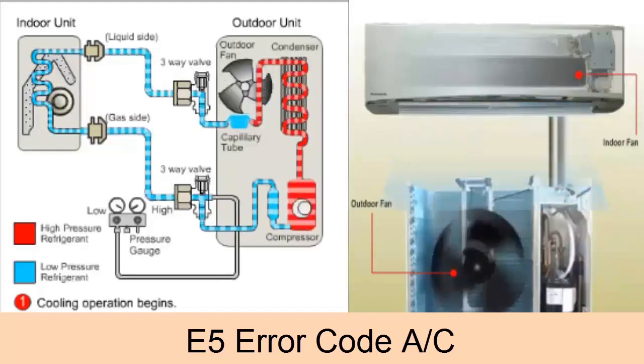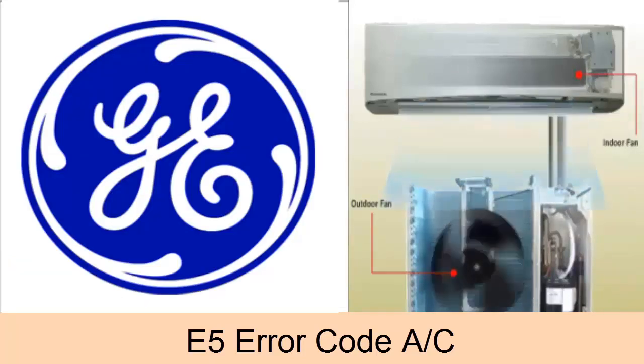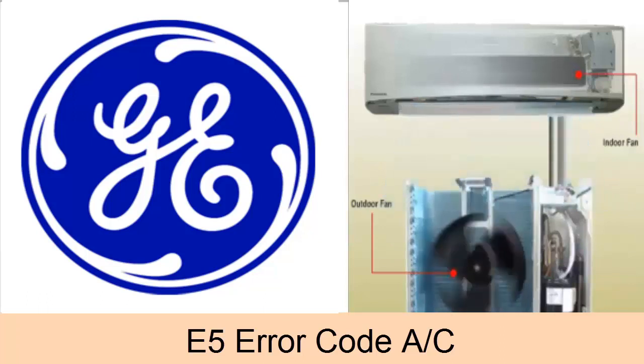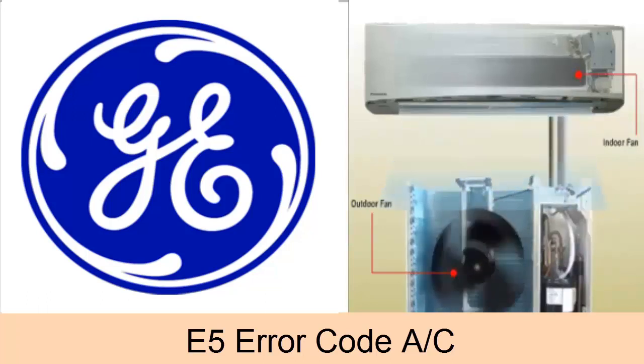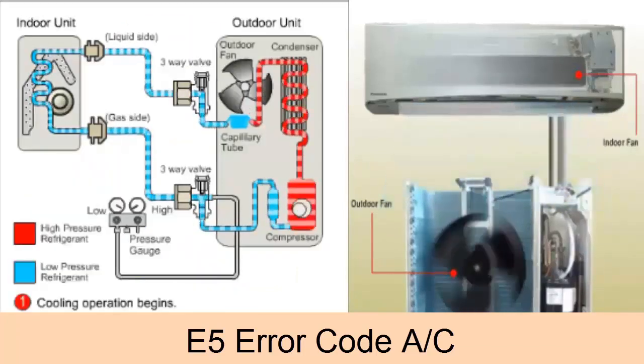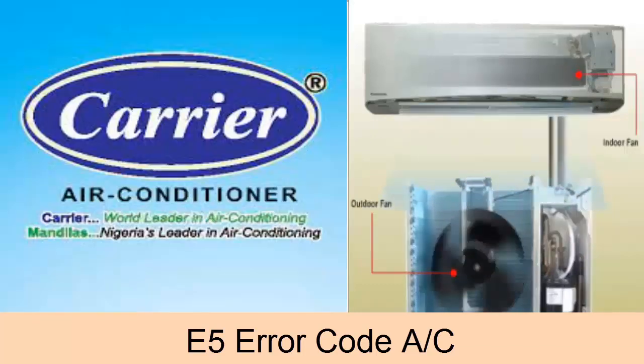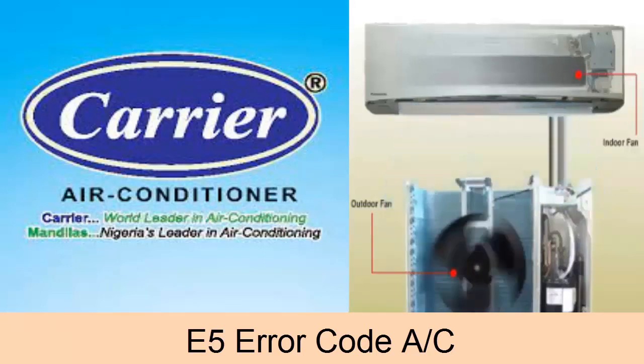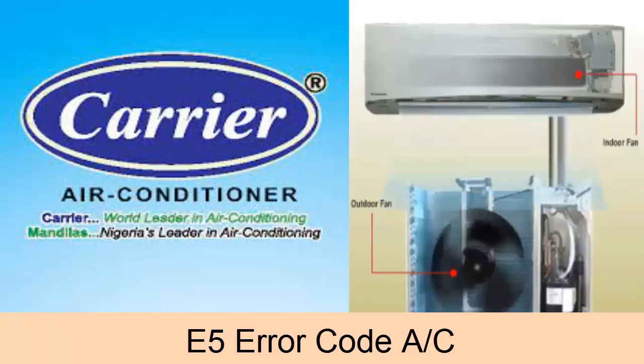For General Electric, error E5 reflects an open circuit or a short circuit of the outdoor temperature sensor. However, for portable air conditioning units from the same manufacturer, error code E5 means the presence of an overcurrent protection for the equipment. For a Carrier split system, if the E5 code comes from the indoor unit, the error is related to the evaporator temperature sensor. But if it comes from the outdoor unit, it signifies high voltage protection.